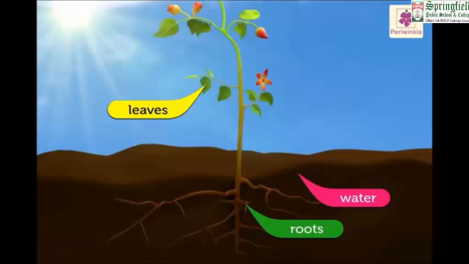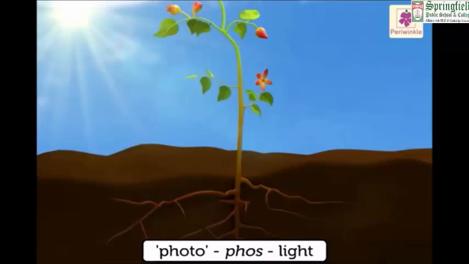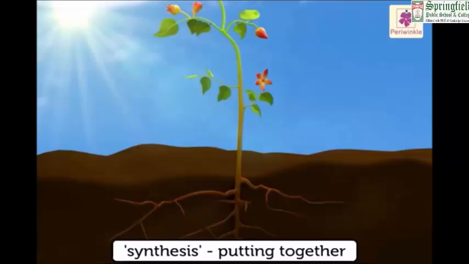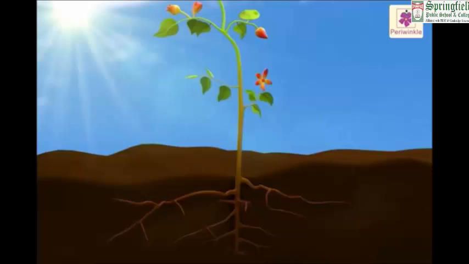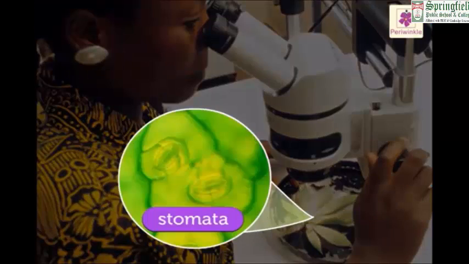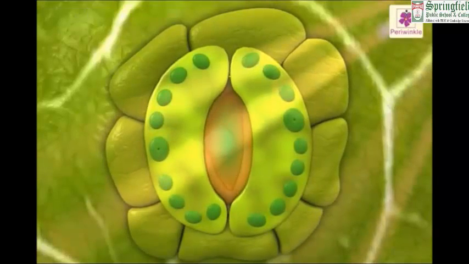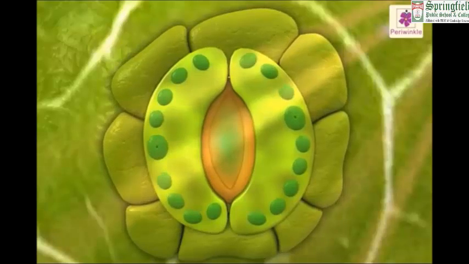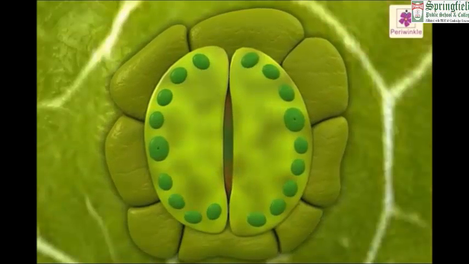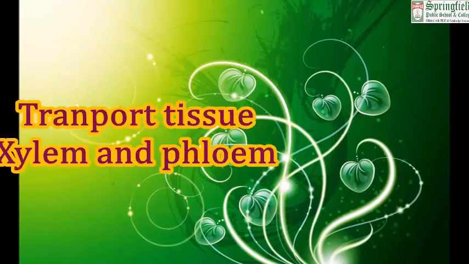The process is called photosynthesis. Photo is derived from a Greek word, phos, meaning light. Synthesis means putting together. Photosynthesis can take place only in the presence of the sun, during the day only. There are small pores on the undersurface of the leaf. These pores are called stomata. The stomata help to absorb gases from the air and also give out gases. We can also call the leaves the lungs of the plant.